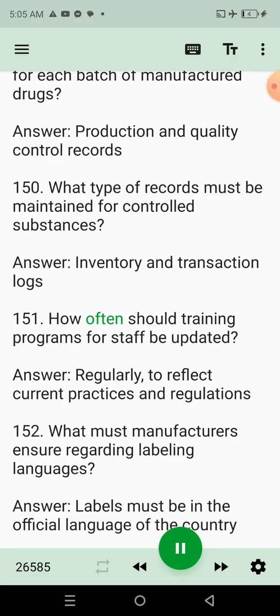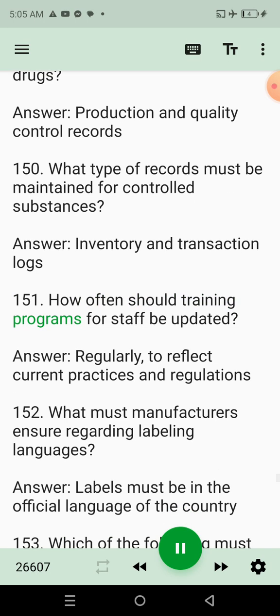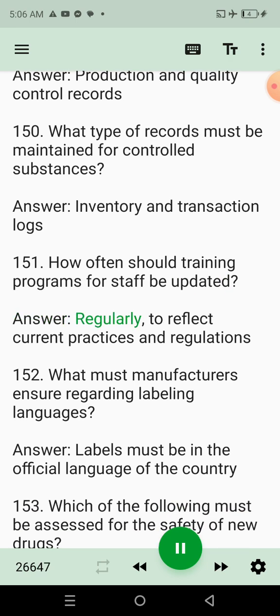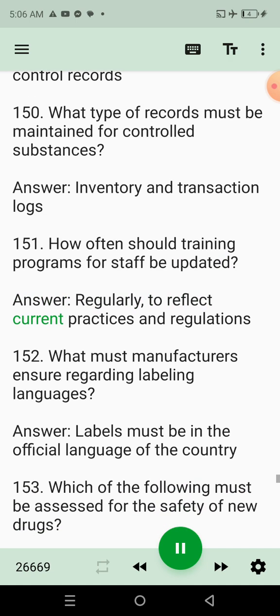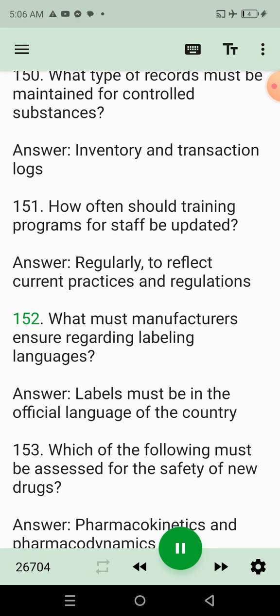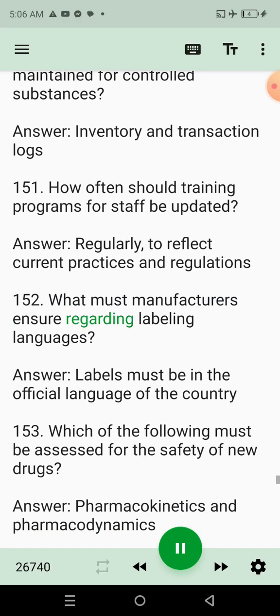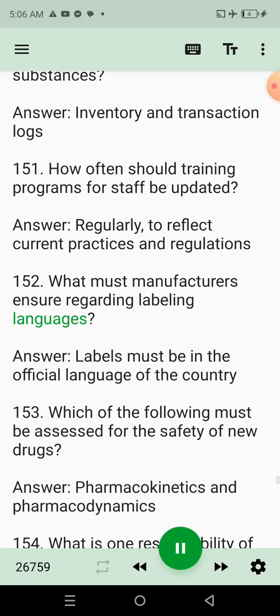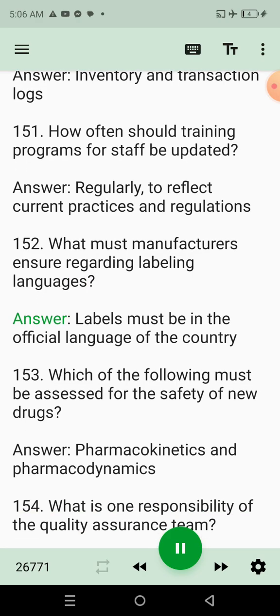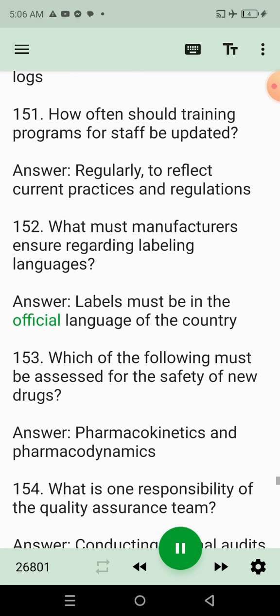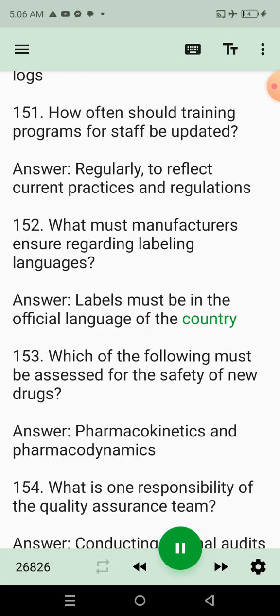151. How often should training programs for staff be updated? Answer: regularly, to reflect current practices and regulations. 152. What must manufacturers ensure regarding labeling languages? Answer: labels must be in the official language of the country.